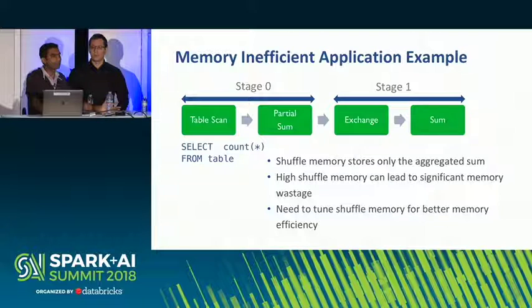So in this case, the shuffle memory is used only to store the sum. It might be an int or long, but basically it will not take more than a few bytes, right? But if you are allocating a high amount of shuffle memory for applications like this, then you are basically wasting that memory.